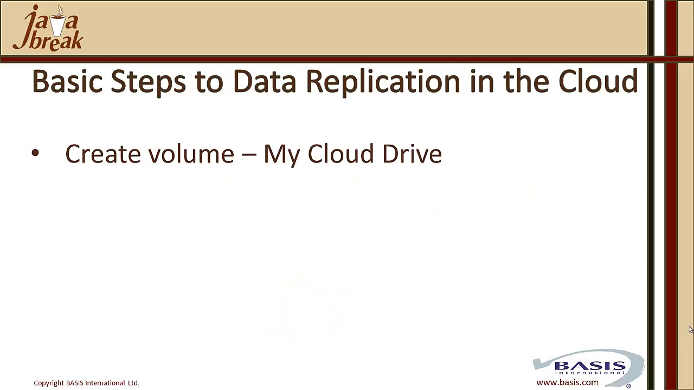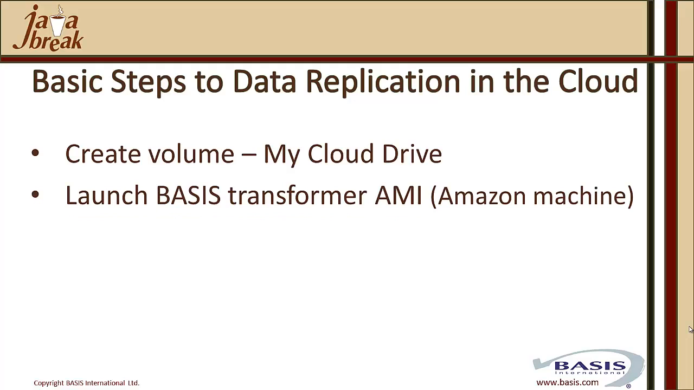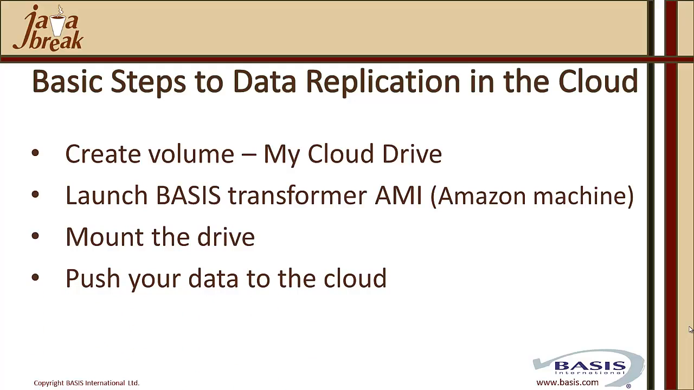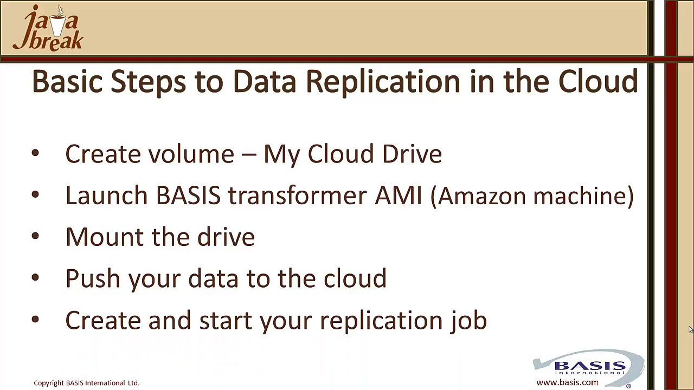First of all, replication will provide you with live, up-to-the-minute backup of your programs, data, and other files from your source system. The steps required to set up replication include creating the volume, that's where your data will go. Then you will launch the Basis Transformer AMI. You will mount that drive onto the cloud machine, rsync your data to the cloud, or push your data to the cloud. That's just a one-time operation. We'll create replication and start that replication job, and there you have it.